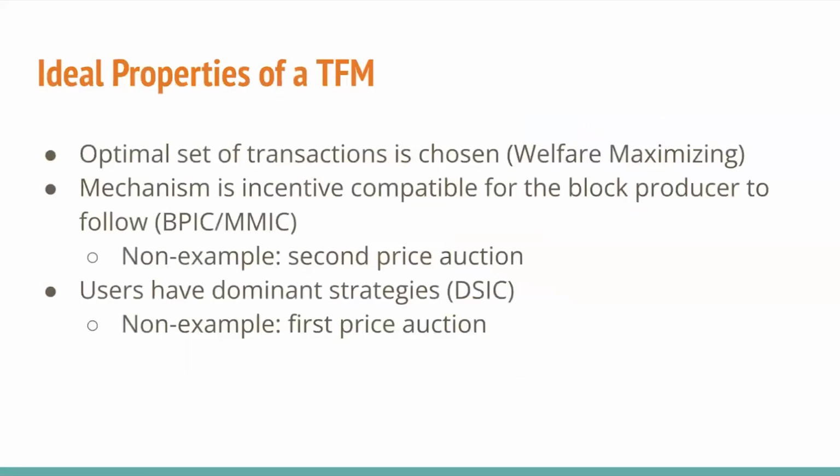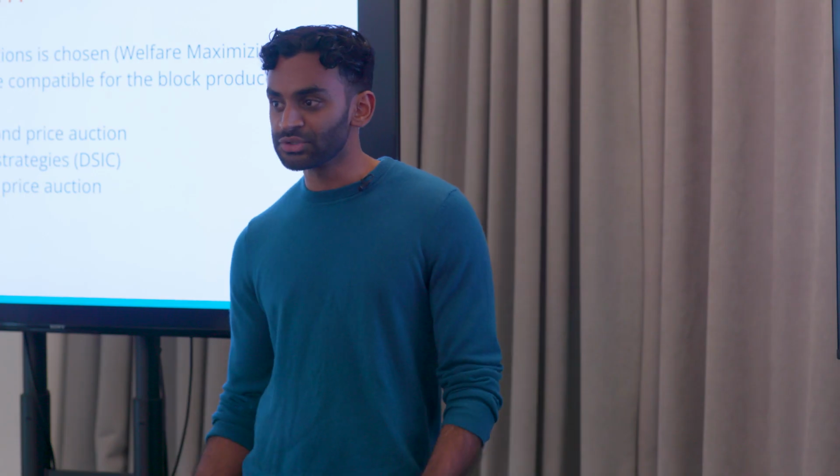And so what are the ideal properties of a TFM? The first one is that we want to somehow pick the most optimal set of transactions. One super trivial thing is you just look at the mempool and pick some random things until you fill up your block. That wouldn't be great, for clear reasons. The second one is that we really want the mechanism to be incentive compatible for the block producer or the validator in whatever setting. We call this BPIC in our paper. In prior works, it's been called MIC or MMIC, for myopic miner incentive compatible. And this is really an essential property of the TFM.